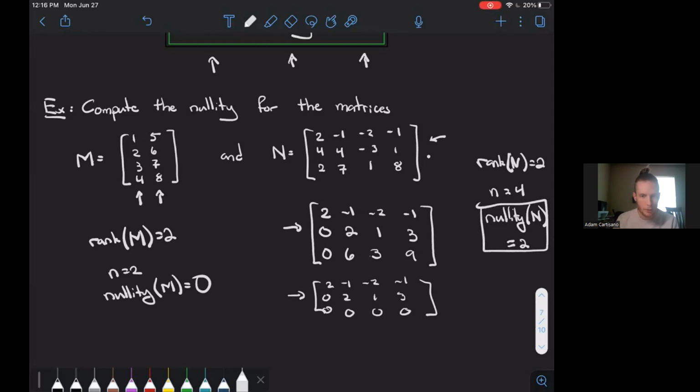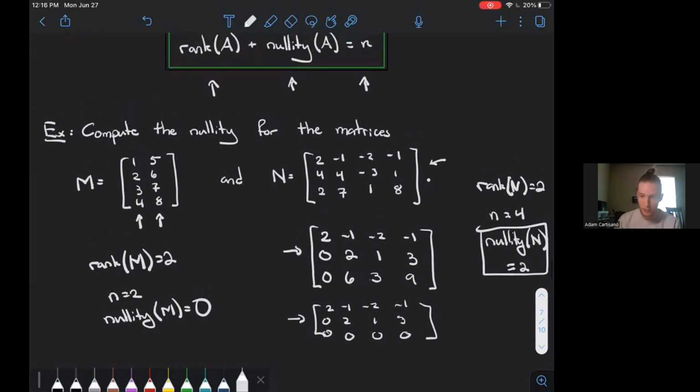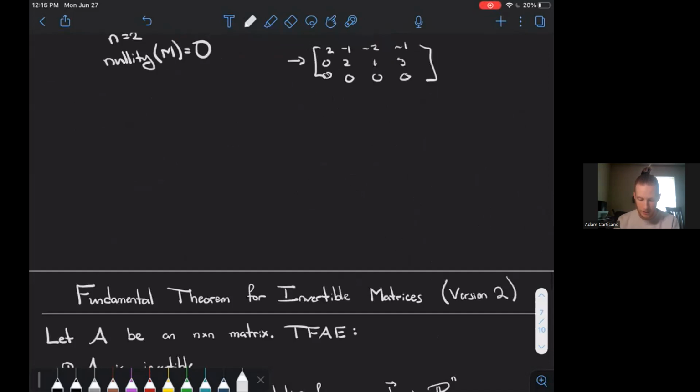But remember that the nullity is the dimension of the null space. And the null space, remember when we computed it, we had to solve the homogeneous system where this matrix is the coefficient matrix, right? So apparently that's telling us that there are 2 free variables when you do that. But all we had to do was figure out the rank of the matrix.